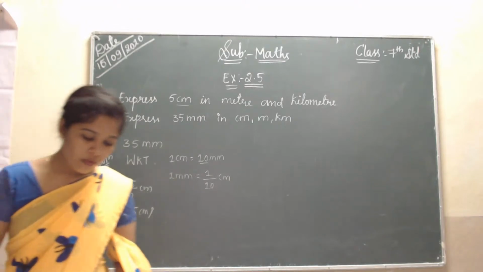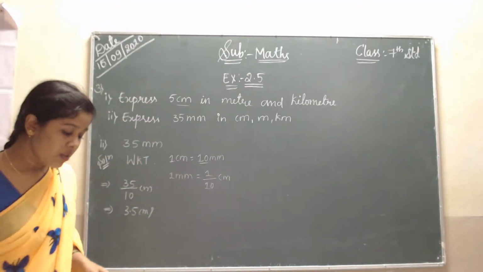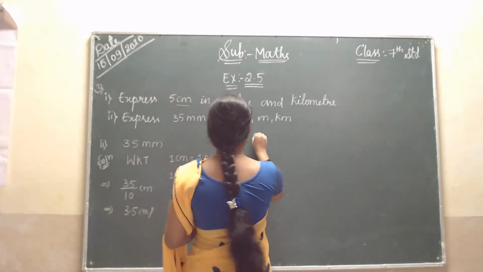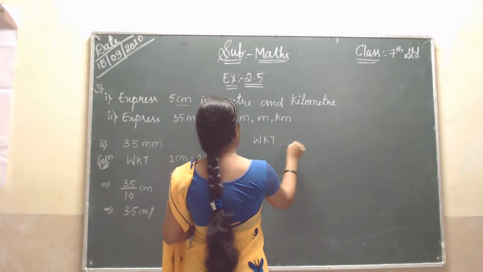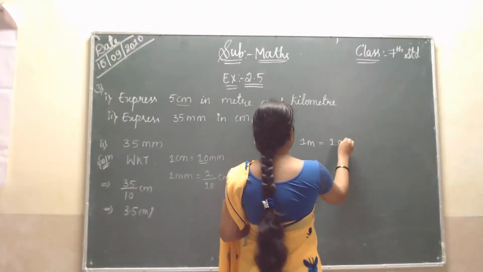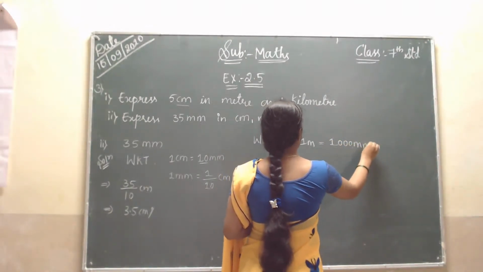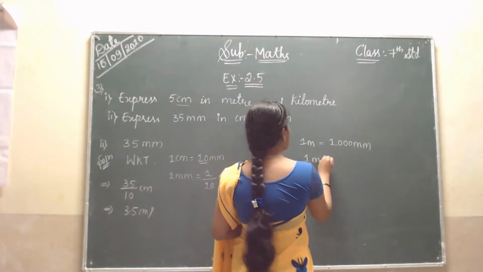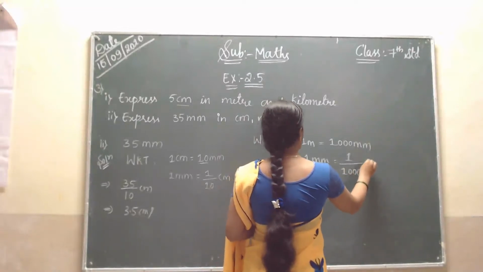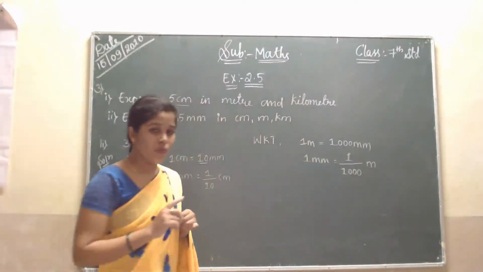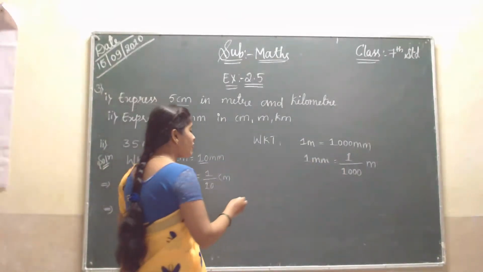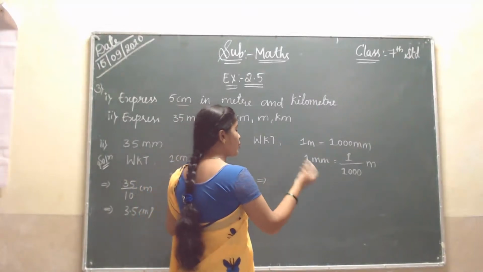Next. Meter. 1 meter is equal to 1000 millimeter. So 1 millimeter is equal to 1 by 1000 meter. Okay, 1 meter is equal to 1000 millimeter, so 1 millimeter is equal to 1 by 1000 meter. So we are converting 35 millimeter to meter.